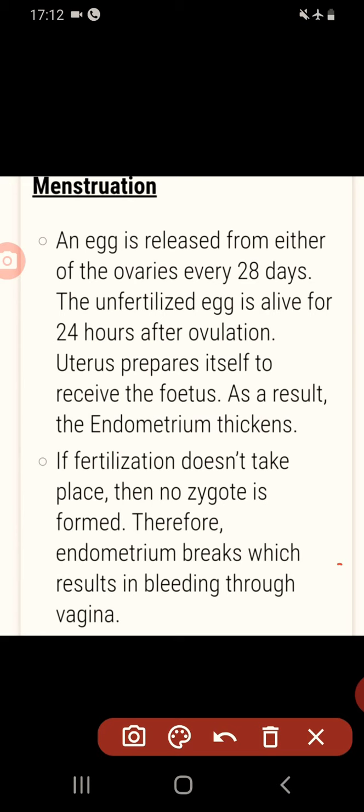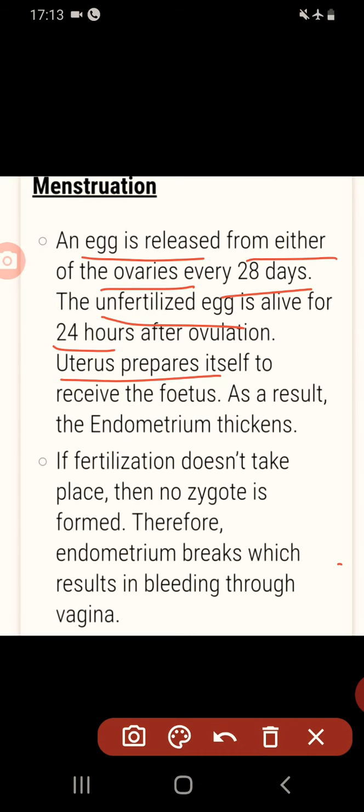The onset of the menstrual cycle is known as menarche, and the stoppage of menstrual flow is known as menopause. Now how does it take place? So an egg is released from either of the ovaries, means 2 ovaries are there. So every month the egg is released, but out of these 2 ovaries, only from one ovary the egg is released after 28 days. The unfertilized egg is alive for only 24 hours after ovulation. Means ovulation के बाद egg का जो लाइफ होता है वो 24 आवर्स होता है.